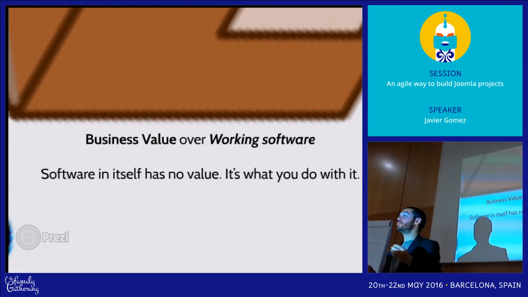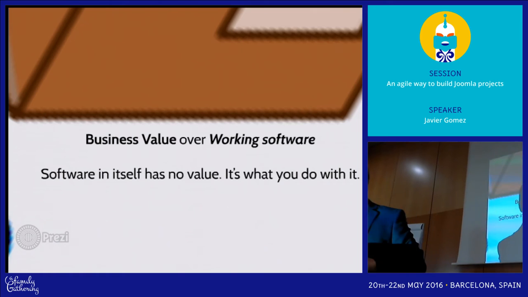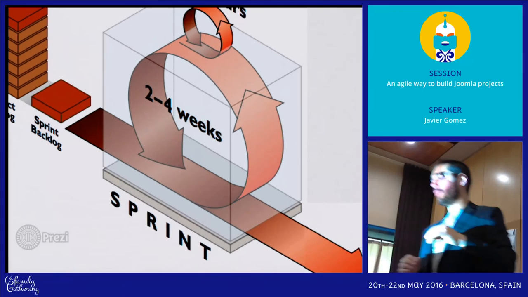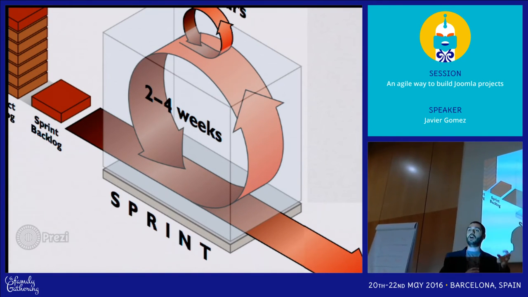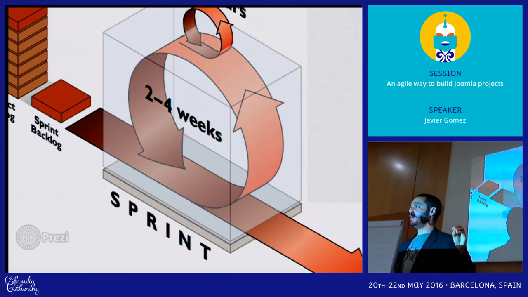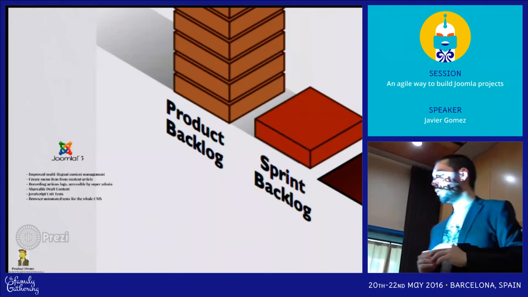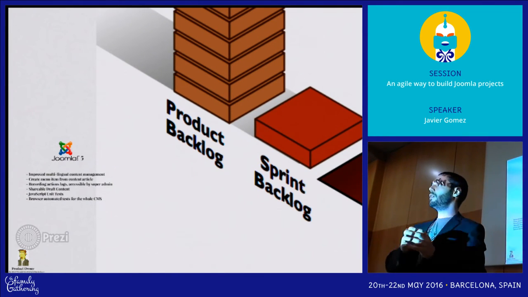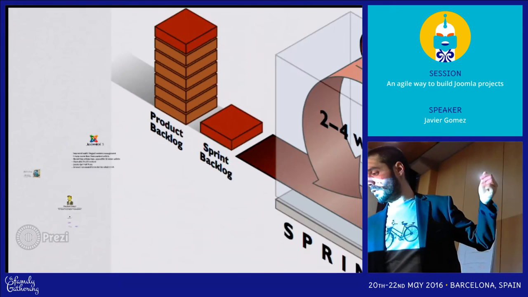It's not just working software. You see the difference? I will come back here again. Let's iterate over it. And in 2-4 weeks, we need to have something to deliver. That's the important part of the workflow. So to be able to do deliverables in 2-4 weeks, we need to break the backlog into pieces.